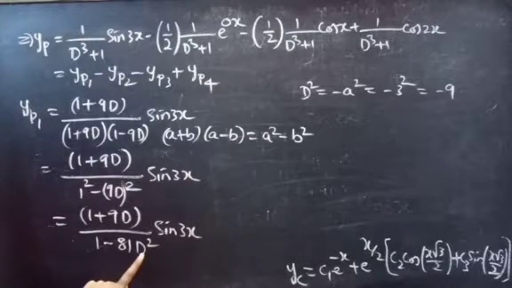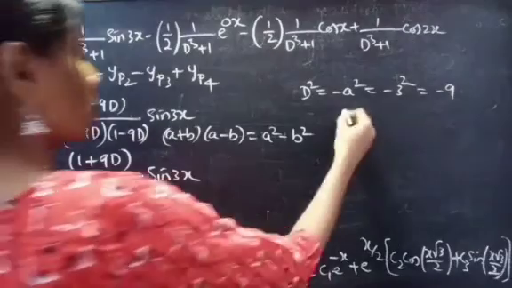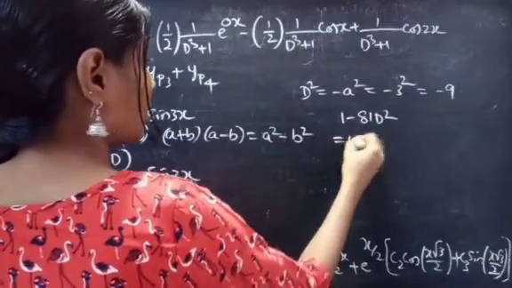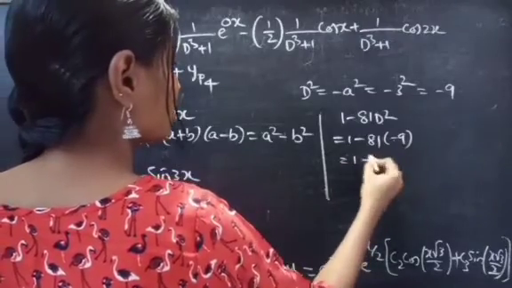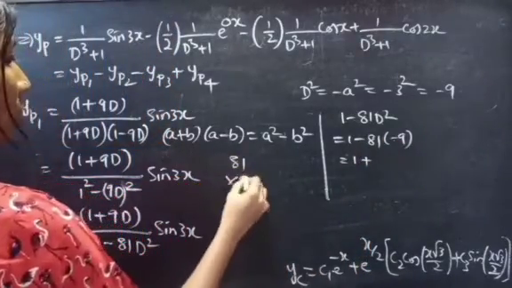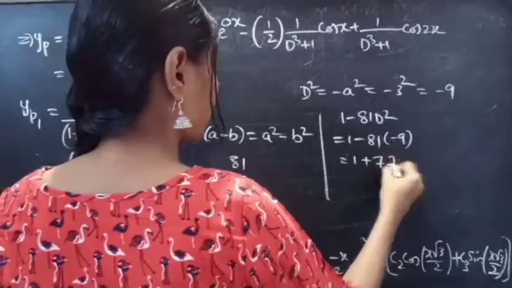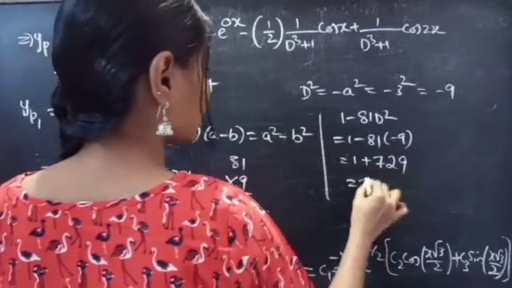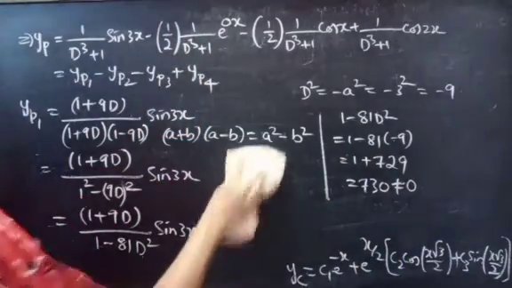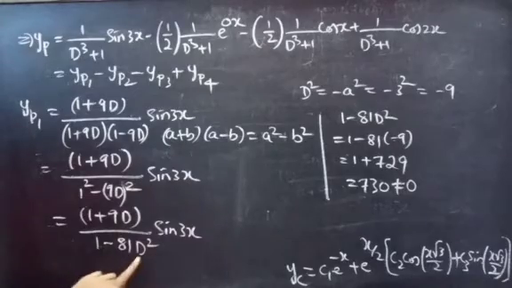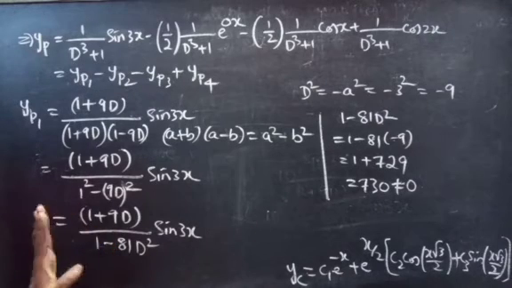So let's see what happens if we replace D square by minus 9 in the denominator. The denominator must be non-zero. So take the denominator part and replace D square by minus 9. You'll get 1 minus 81 into minus 9, which is plus 81 into 9. 9 ones are 9, 9 eights are 72, you'll get 729, which equals 1 plus 729 is 730. Non-zero, right? So let's replace D square by minus 9 here, because by replacing D square by minus 9, we get the denominator non-zero, right?